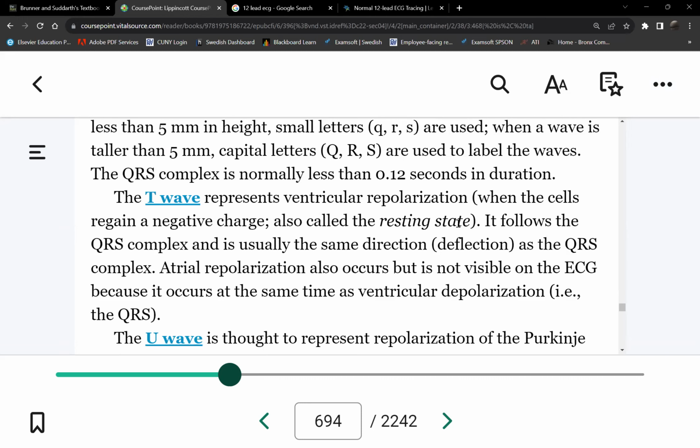It follows the QRS complex and it's usually in the same direction as the QRS. The true repolarization also occurs, but is not visible in the ECG because it occurs at the same time as the QRS.